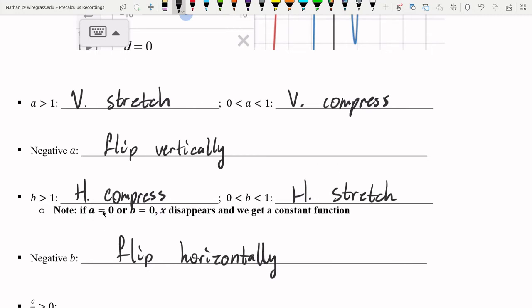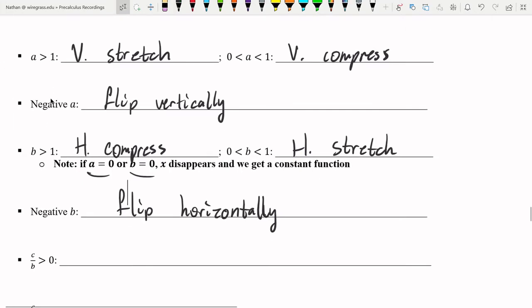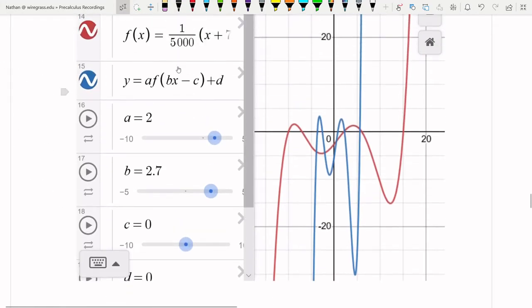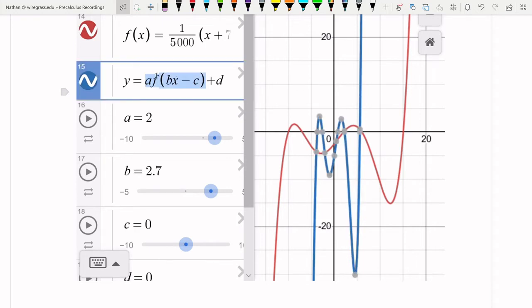And of course, as I said before, when A equals 0 or B equals 0, really x disappears in the constant or in the function. So if A is 0, this whole portion here just goes away. And then you just get D. So you can have some y equal to D. If D is 0, it would be y equal to 0, the x-axis, or some number.